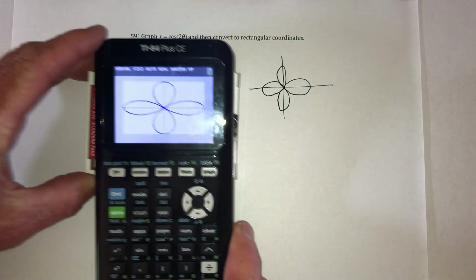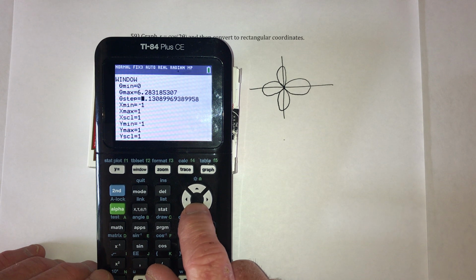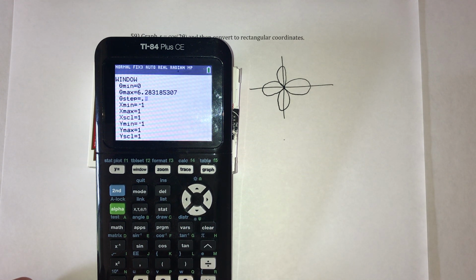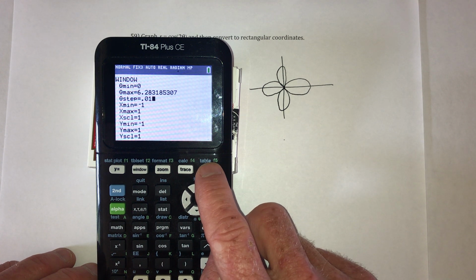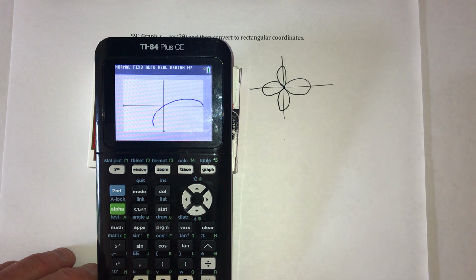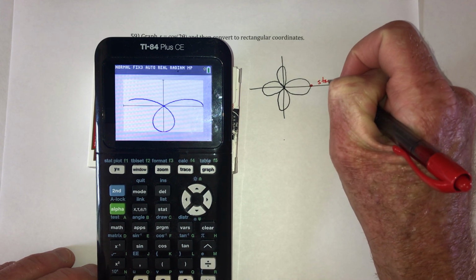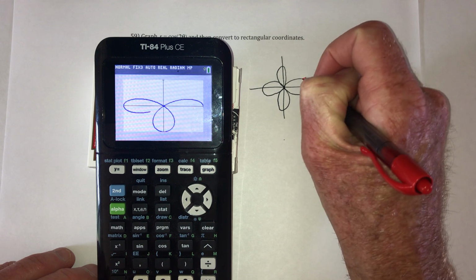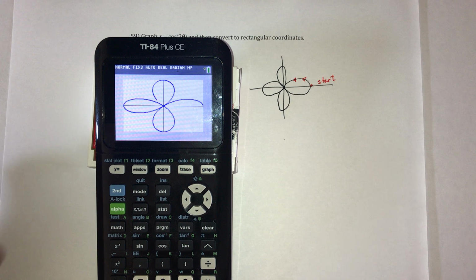This one didn't ask for it, but let me just show you one other thing. Sometimes you need this. So I'm going to slow it down. I'm going to put 0.01. And then watch where it starts and what direction it goes. So it starts right here and it goes that direction. So sometimes you need that information. Where does it start and which direction was it going? These little arrows are called the orientation.